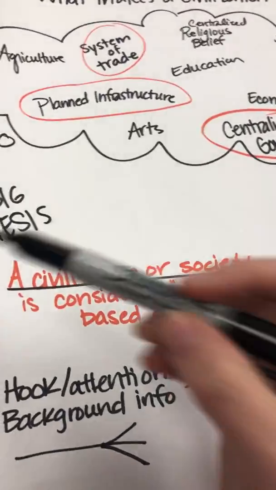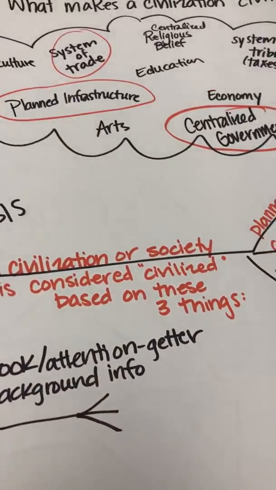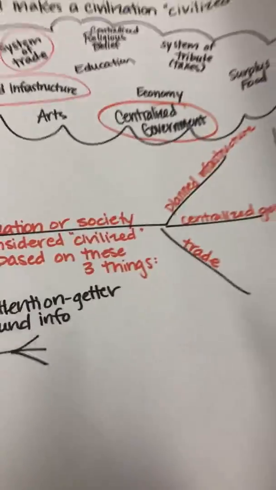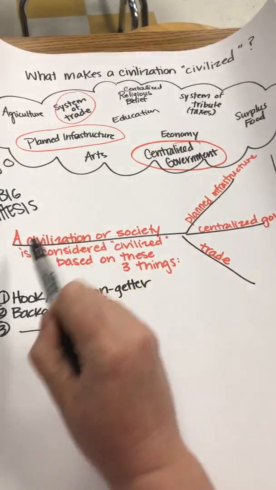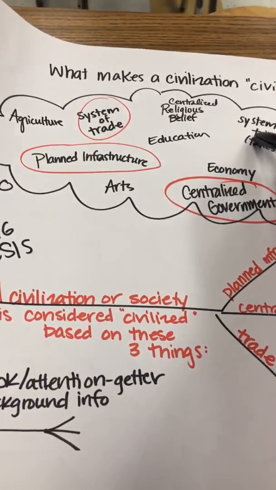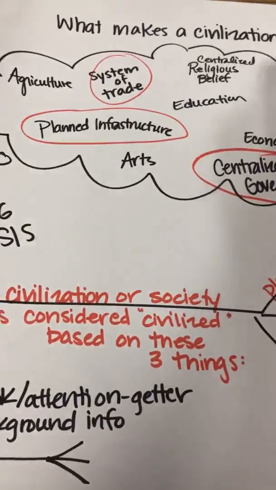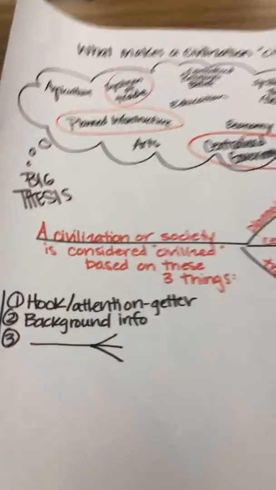So this structure of the sentence is important because we'll use it later. That's a big thesis. This whole thing together is your thesis. You're saying it's those three things. You're not saying it's this, you're not saying it's this, you're not saying it's this. You're answering this question with those three.